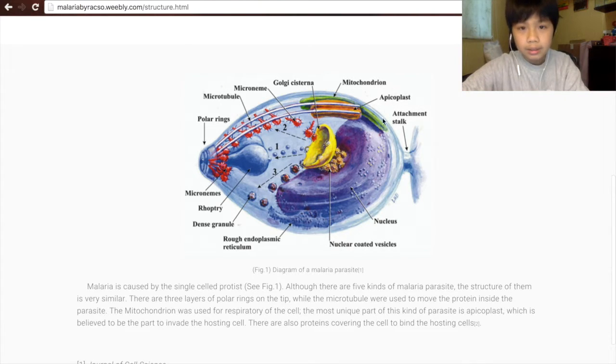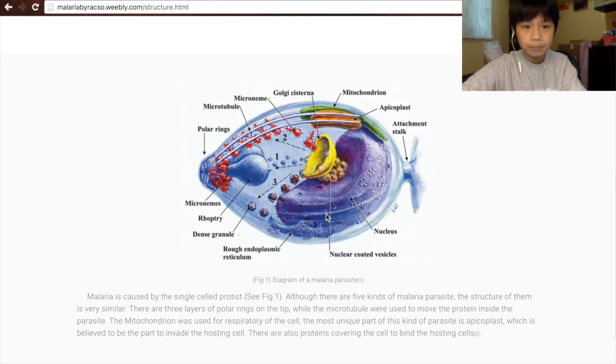And this part here is the most unique part. It is called the apicoplast, and it is believed to be the part that invades the host cell, which is basically the cell it is going to live in. And there are proteins covering the parasite to bind the host cell.